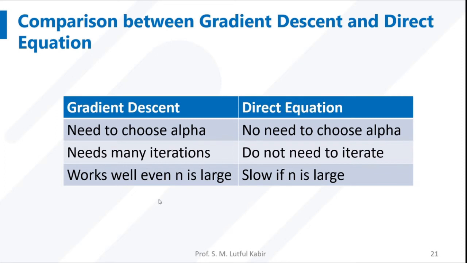But gradient descent works well even when n is large. That is the problem of the direct equation, because if n is large, then it becomes slow. This is because you have to invert a large matrix, and matrix inversion takes a longer time if n is large. So that is the end of the discussion on the direct equation, and we will find that the solution by direct equation is convenient in case of certain problems, but for most machine learning problems we have to use gradient descent.